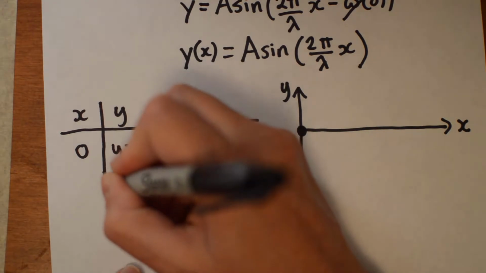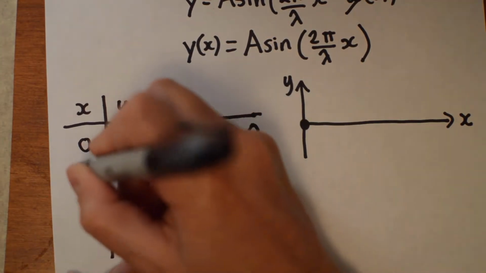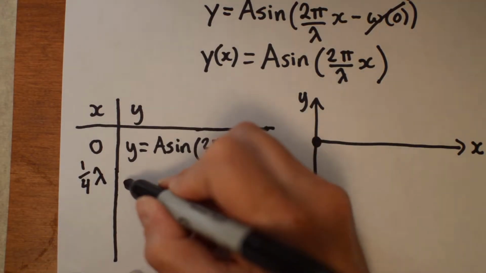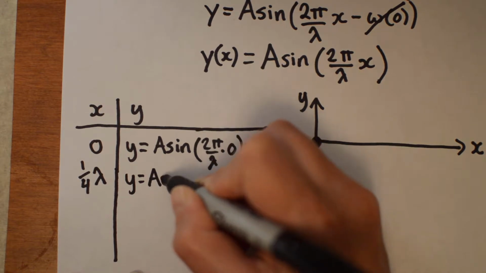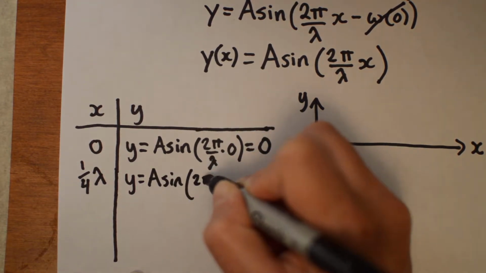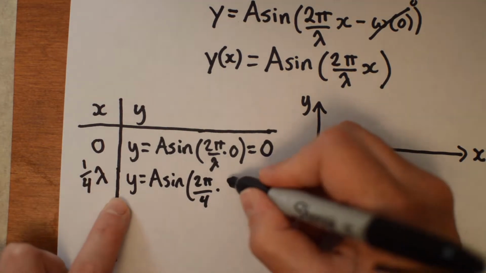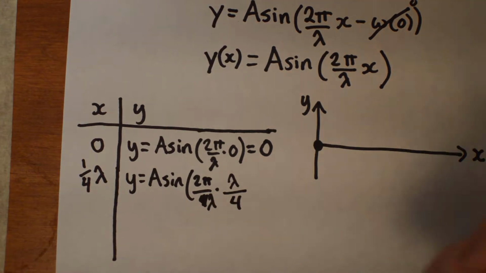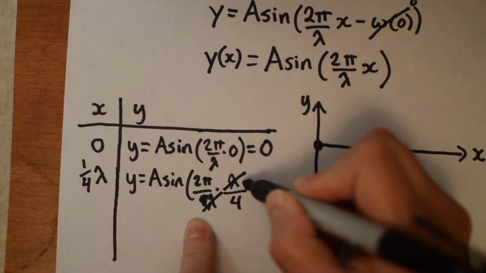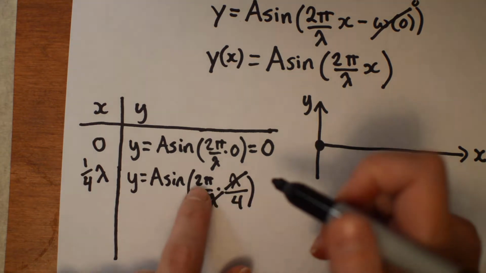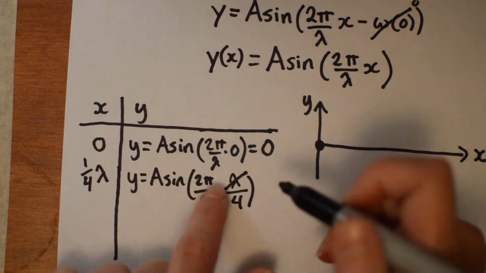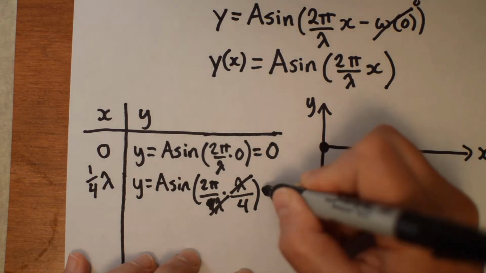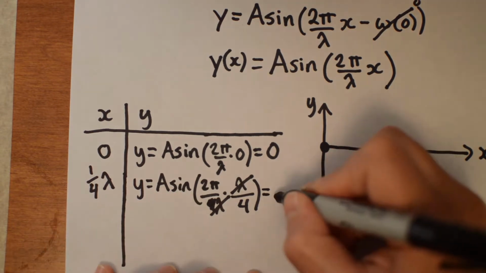The next point that I'm going to look at is 1/4 of lambda. So this one looks a little bit messier, but y is going to be a times sine of 2 pi over lambda times lambda over 4. The lambdas cancel, right? And that gives me 2 pi over 4, or half of pi. Sine of pi by 2 is 1. So that's going to be just 1 times a, which is a.